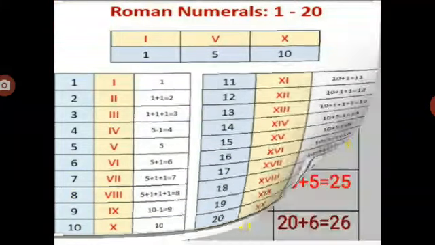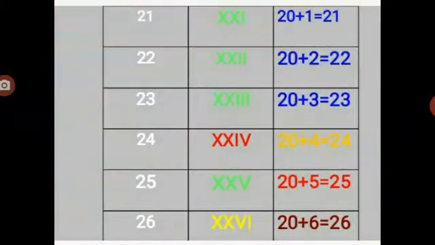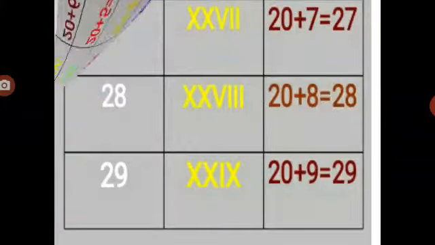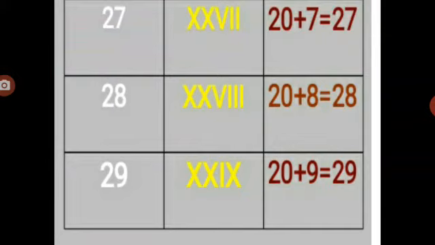Then 21, XXI, 22, XXII, 23, XXIII. 24 means XXIV. 25 is XXV. 26 means XXVI. Then 27 means XXVII. 28 is XXVIII. 29 means XXIX.